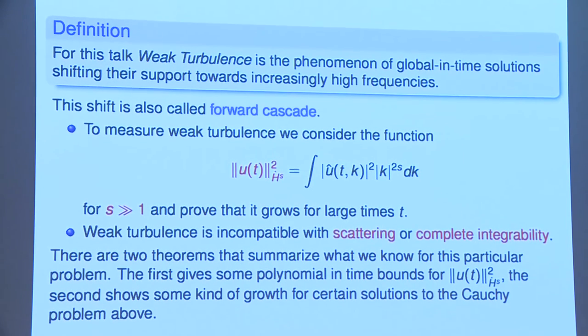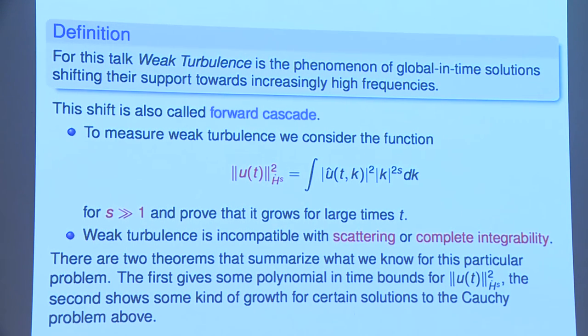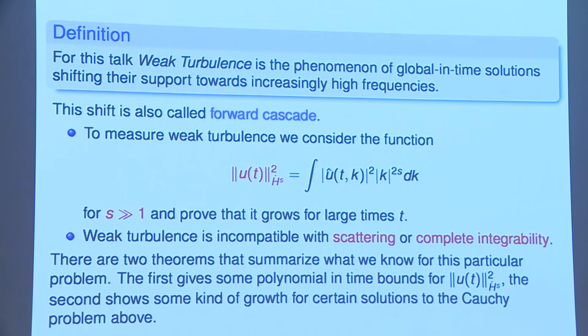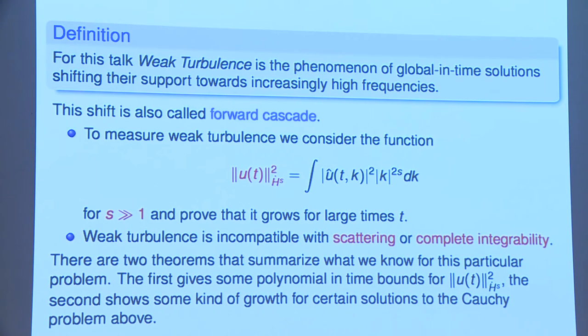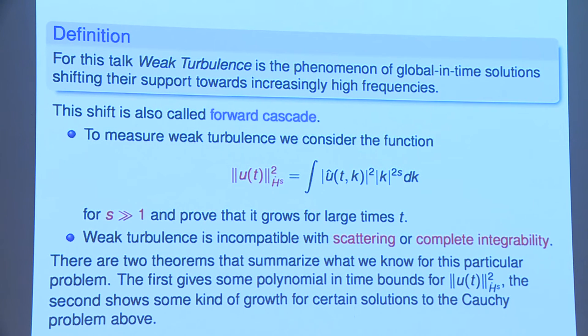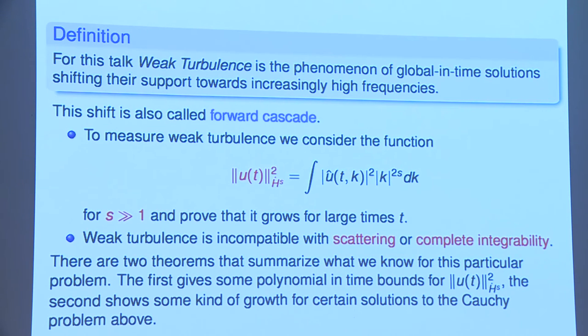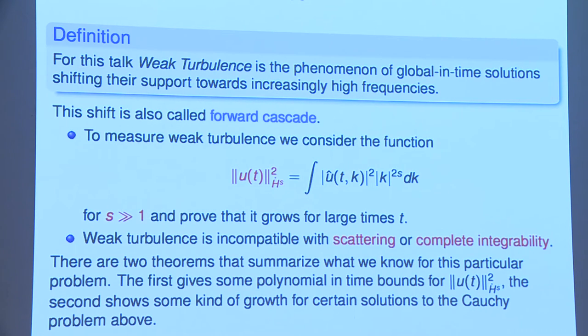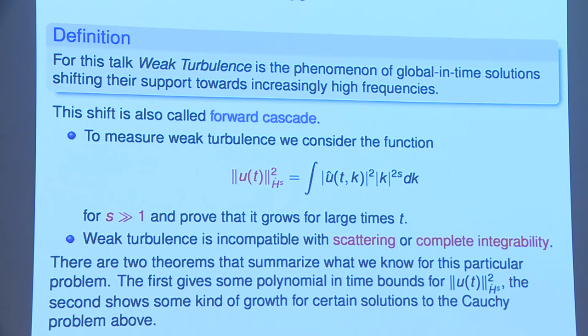This is something that is not intuitive a priori, because the conservation of the L2 norm and the conservation of the Hamiltonian constrain the solution a certain way. But whether you can have the bulk of the solution move from living near zero, which was at time zero, to live farther away, it's a complicated question, and like I say, goes under the name of forward cascade. And let me immediately say that you cannot have any of this forward cascade if you have scattering.